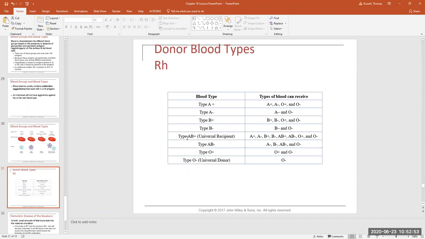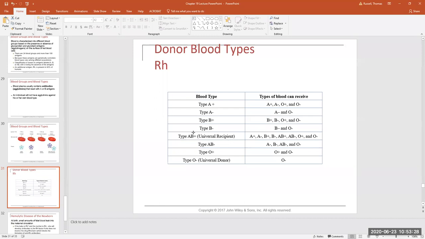You should know that AB positive is called the universal recipient because AB positive can receive all eight blood types. Because AB people, remember, can receive all the blood types. And since an AB positive person is positive, they can receive the positives and the negatives of all the blood types they can get. So AB people can get A, B, AB, and O. AB positive can get A positive, A negative, B positive, B negative, and so forth, all the way down to O positive and O negative. So these are the universal recipients.